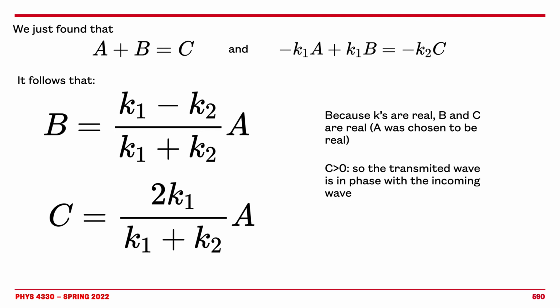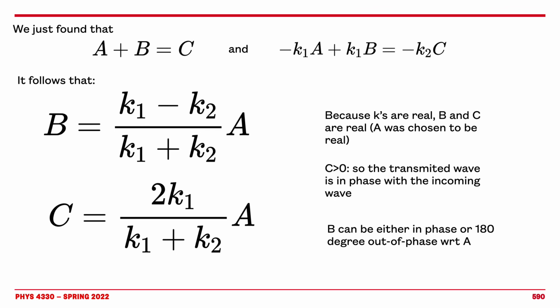That means that the transmitted wave, the wave that continues through the boundary, has the same phase as the incoming wave. However, b could be either positive or negative. In other words, it can be the opposite sign of a, depending on the values of k1 and k2. So in that case, there is actually a phase difference, but the phase difference is 180 degrees, so it's a minus sign essentially. So we can calculate b and c, and the values are going to depend on that.